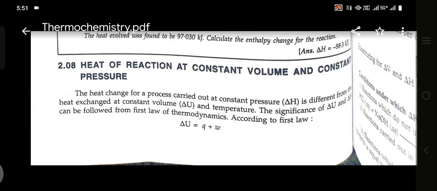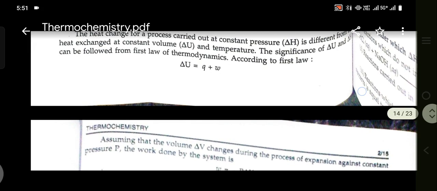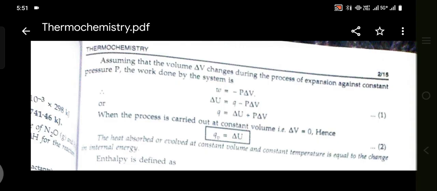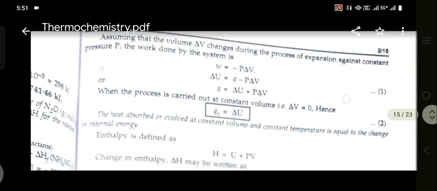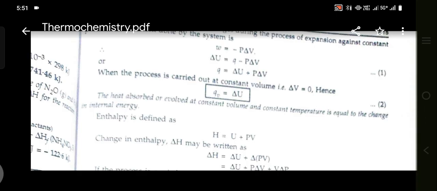Heat of reaction at constant volume and constant pressure. The heat change for a process carried out at a constant pressure is different from heat change at constant volume and temperature. The significance of delta U and delta H can be followed from the first law of thermodynamics. According to the first law, delta U is equal to Q plus W. Assuming that the volume changes by delta V during the process of expansion against constant pressure P, the work done by the system will be W is equal to minus P delta V. Delta U is equal to Q minus P delta V. Q will be equal to delta U plus P delta V.